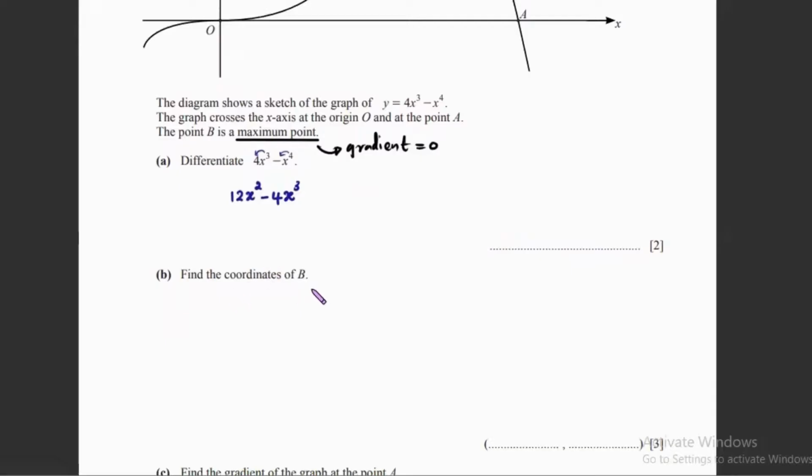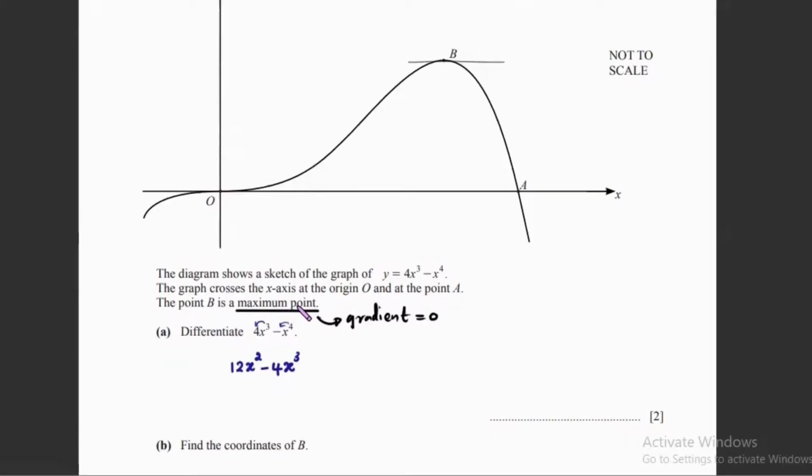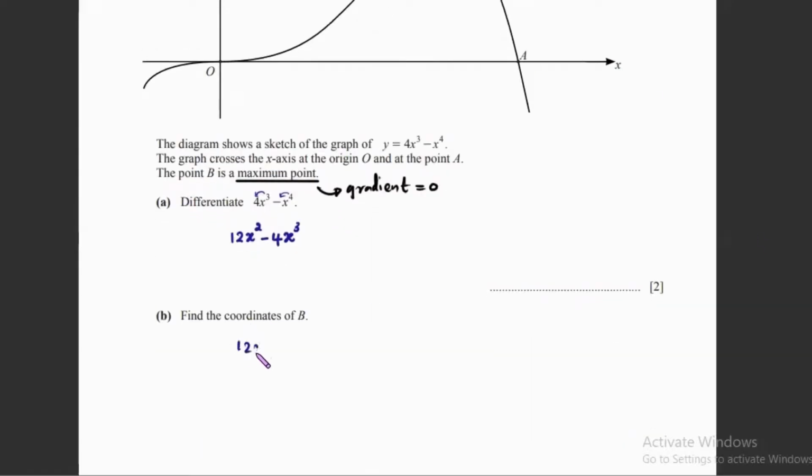The next one is to find the coordinates of B. Like I already mentioned, this point B is a maximum point where the gradient is 0. So the derivative function is the formula to calculate the gradient, which means this 12x squared minus 4x cubed is equal to 0 for point B, because the gradient there is 0. I can say that 12x squared minus 4x cubed is equal to 0, because the derivative function is the formula used to calculate the gradient.